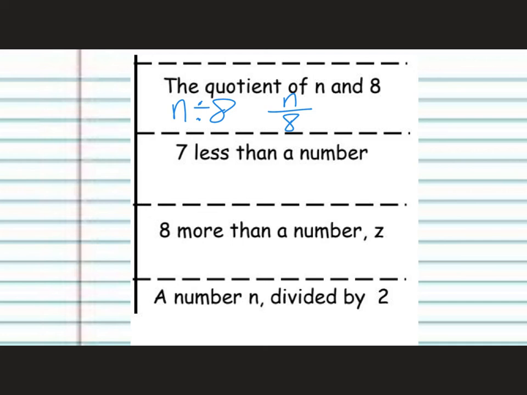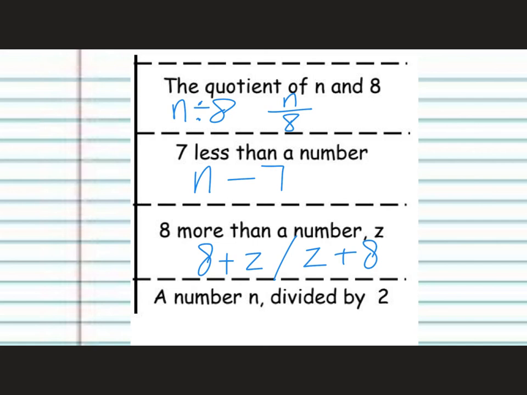For the next one, it says 7 less than a number. So we have that number, and we want 7 less than that. So it'd be minus 7. Next one, it says 8 more than a number z. Okay, simple enough. So we have 8 plus z, or remember, we could also have z plus 8 because it's addition. It can be written in both orders.